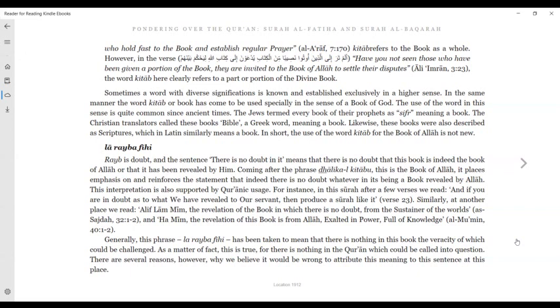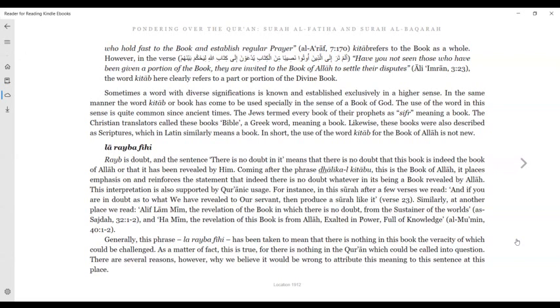La rayba fihi. Rayb is doubt. And the sentence, there is no doubt in it, means that there is no doubt that this book is indeed the book of Allah, or that it has been revealed by Him. Coming after the phrase, ذَلِكَ الْكِتَابُ, this is the book of Allah, it places emphasis on and reinforces the statement that indeed there is no doubt whatever in it. There is no doubt whatever in its being a book revealed by Allah.